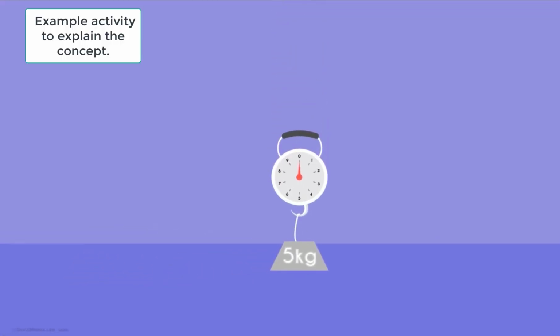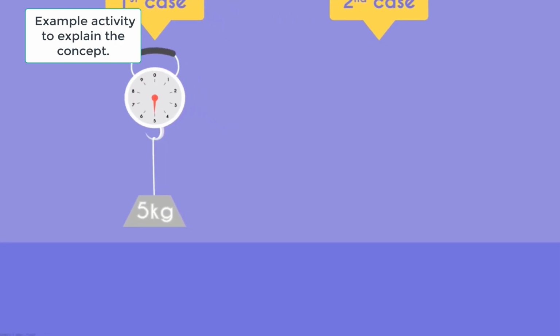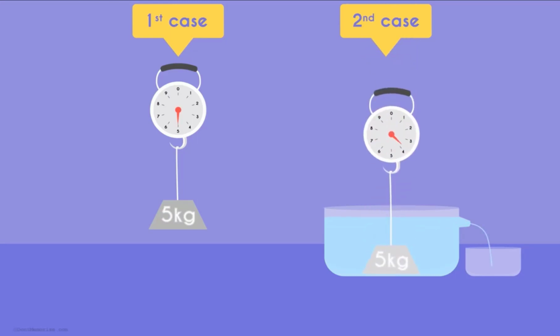So here is an example activity to explain the concept. This is a 5 kg object and it is put on a weighing balance. So that's the first case. Second case or second condition: we place water in a Eureka can and a small beaker under the opening. And then we immerse the 5 kilogram object.